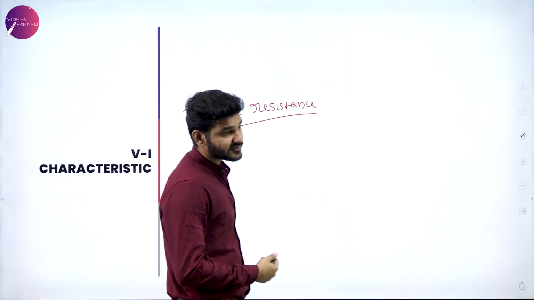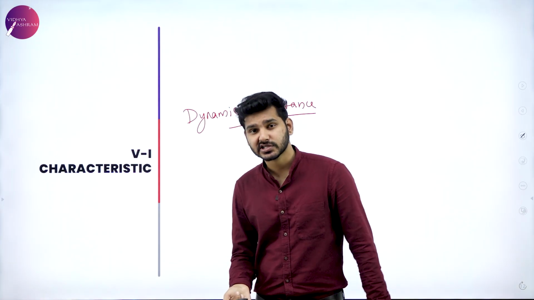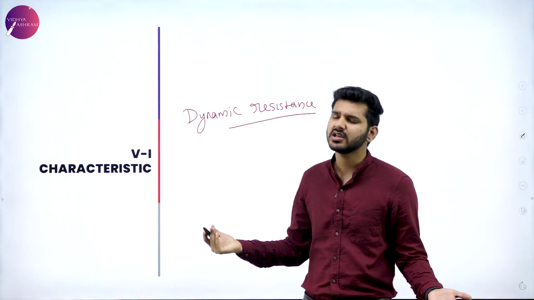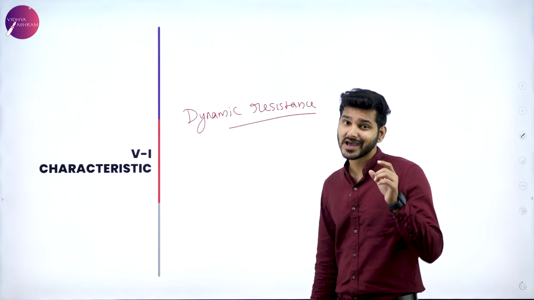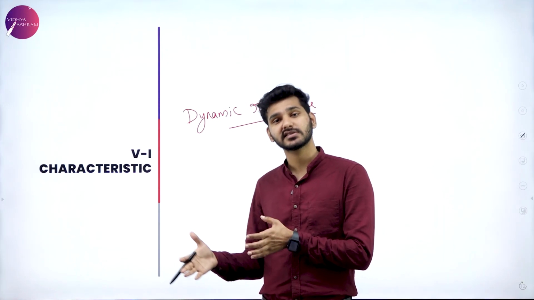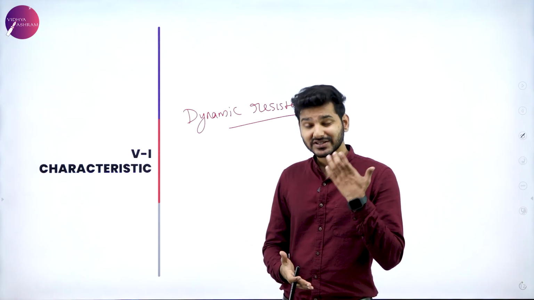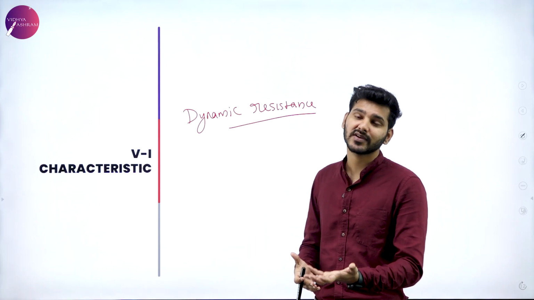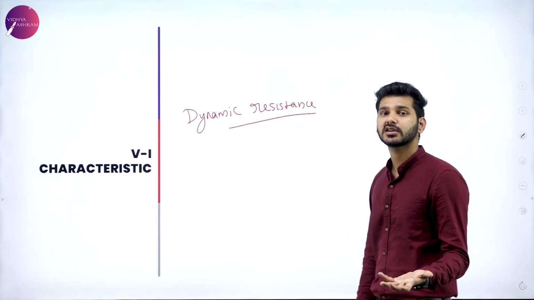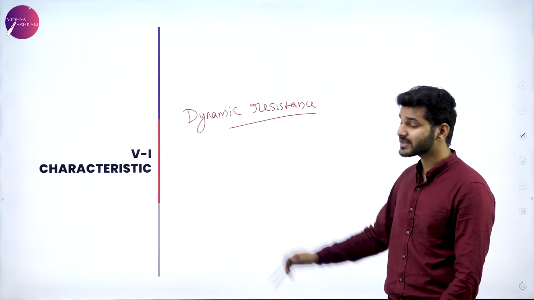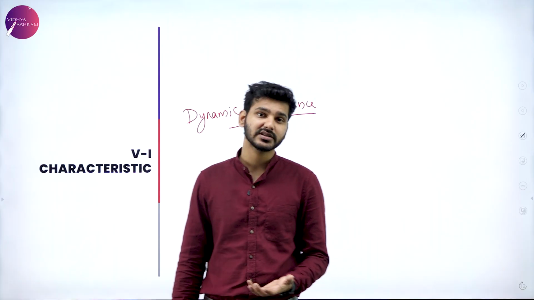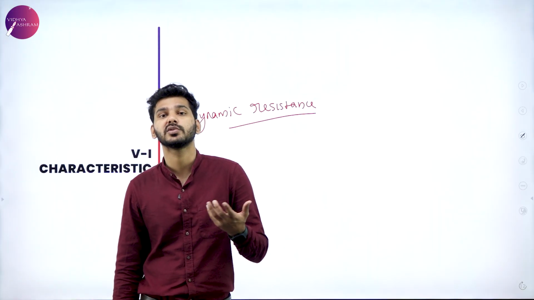One more thing: since we discussed VI characteristics, voltage versus current, we have to say something about the resistance. In a PN junction diode, there is no such thing as a fixed resistance. It is always changing, so we cannot define a fixed resistance for semiconductor diodes. We can only define what is known as dynamic resistance, which means that according to the parameters, the resistance value also changes.